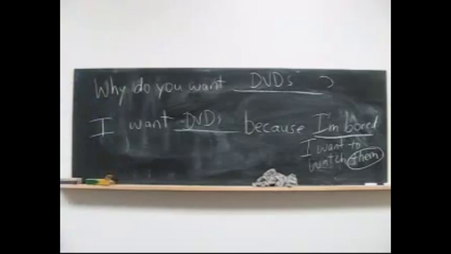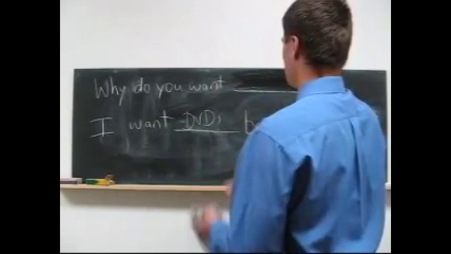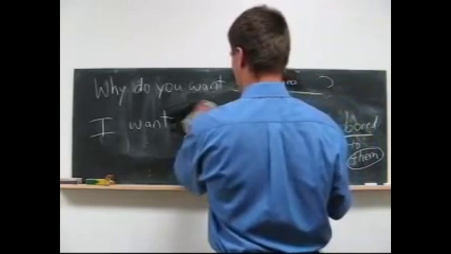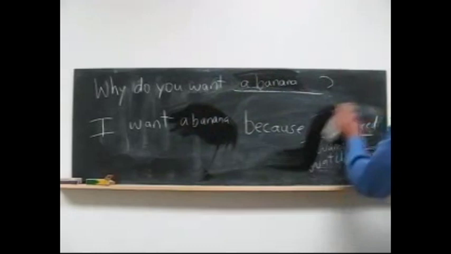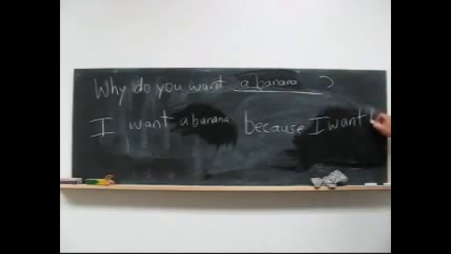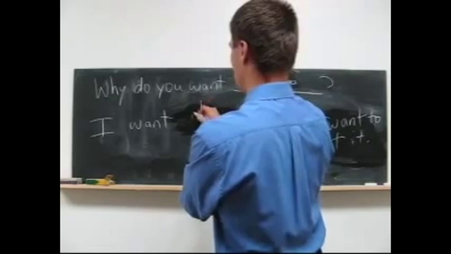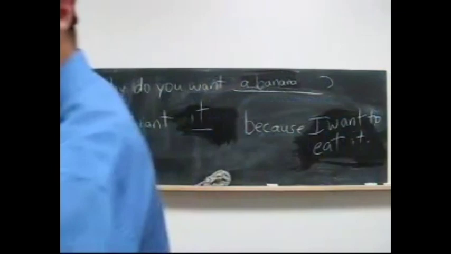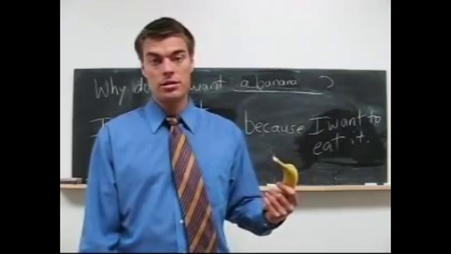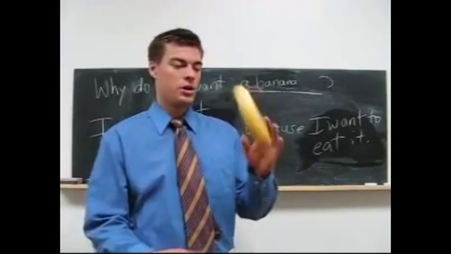So let's change that. Why do you want a banana? I want a banana because I want to eat it. Or you can also say, I want it. I want it because I want to eat it. So why do you want this? I want this because I want to eat it. That's shorter, right? Why do you want a banana? I want a banana because I want to eat it. Why do you want this? I want this because I want to eat it.